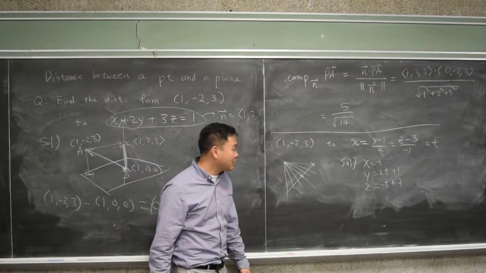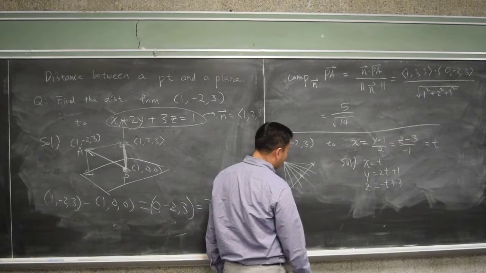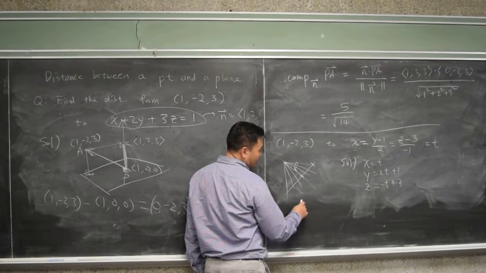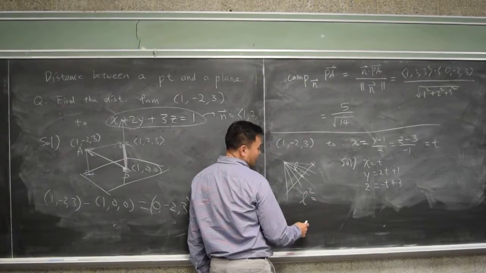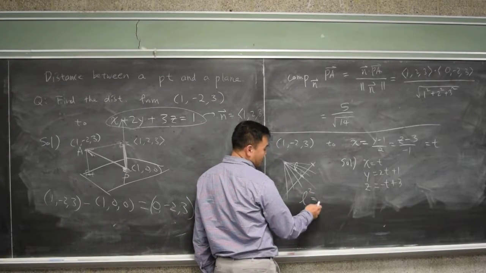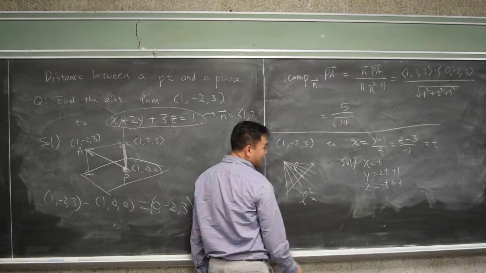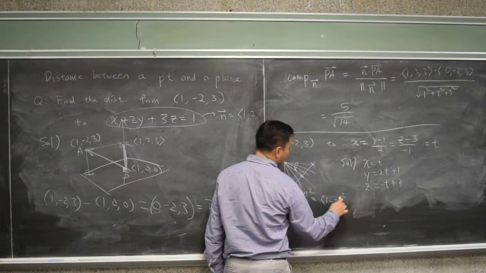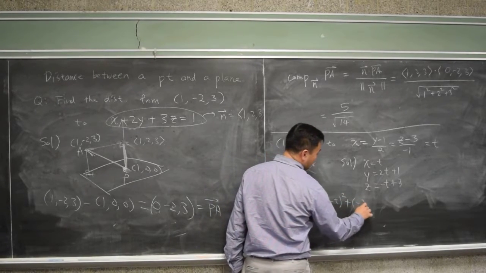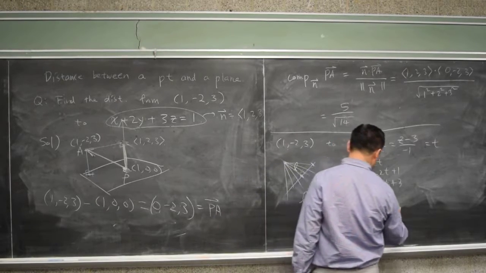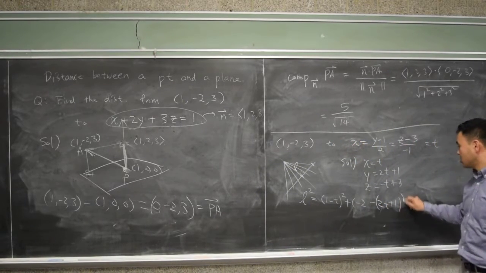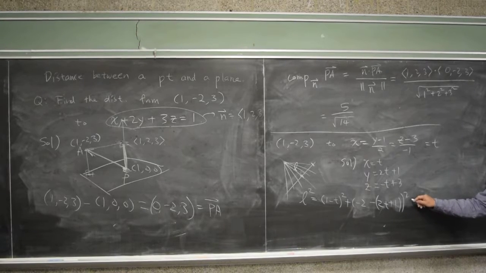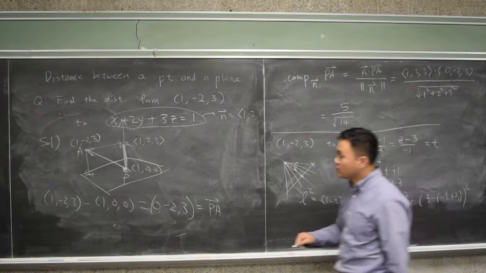So now you have an optimization question, which is solved the following way. If I call this L, then L squared, I put L squared because I want to get rid of the square root, is basically the differences: 1 minus t, squared, plus negative 2 minus (2t plus 1), squared, plus 3 minus (negative t plus 3), squared. Let's see.